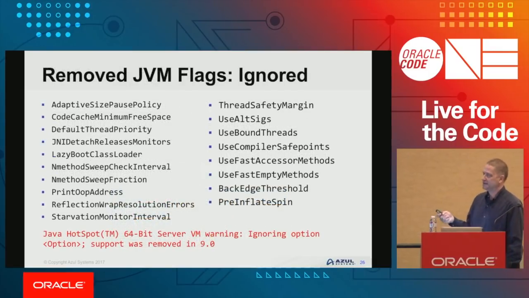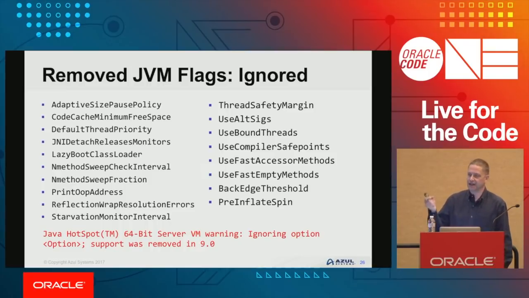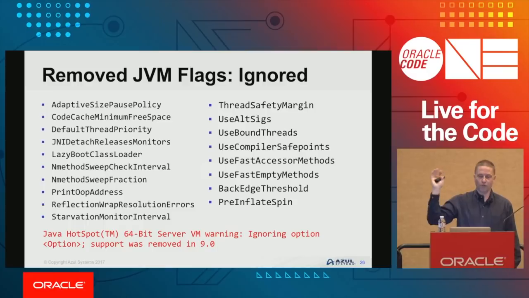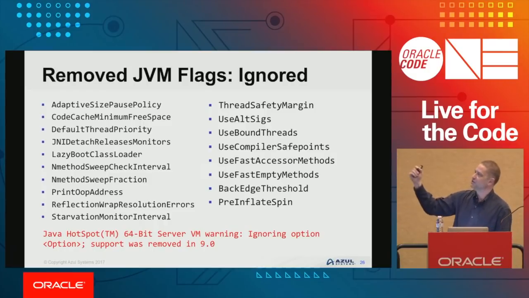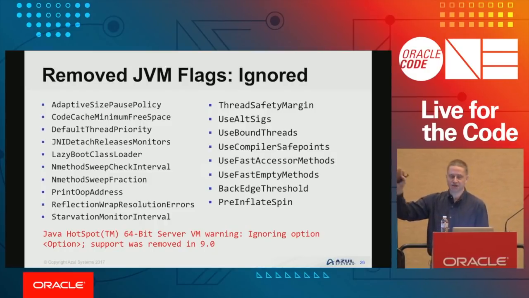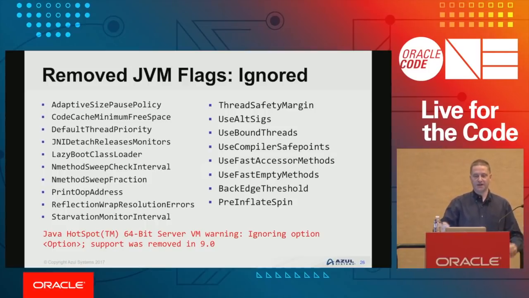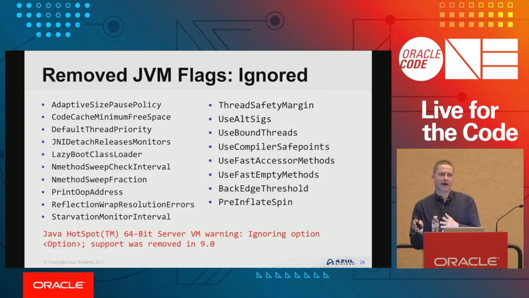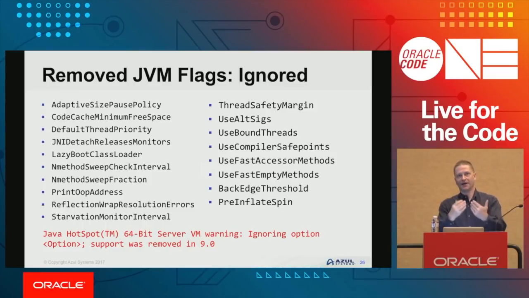Lots of flags have disappeared in JDK 9. And so I'm not going to go through this whole list, but essentially there's a whole range of flags which are basically ignored now, and what you'll see is an error message, or a warning message, I should say, which says, okay, this HotSpot server, ignoring options such and such, support was removed in JDK 9. So that's all right, because we can basically ignore that. It doesn't stop our JVM from starting, so we just go, okay, well, we'll go back and change our startup script at some point, but we don't need to worry about it right now.